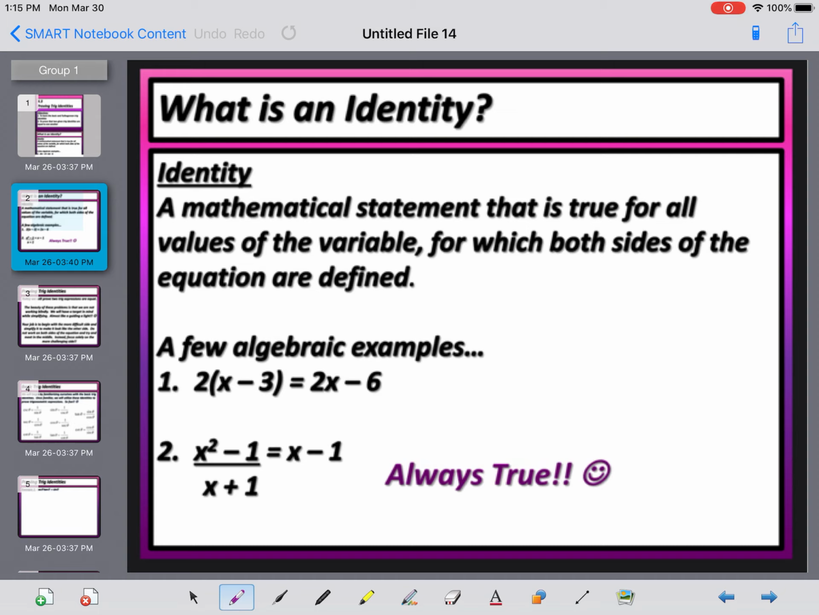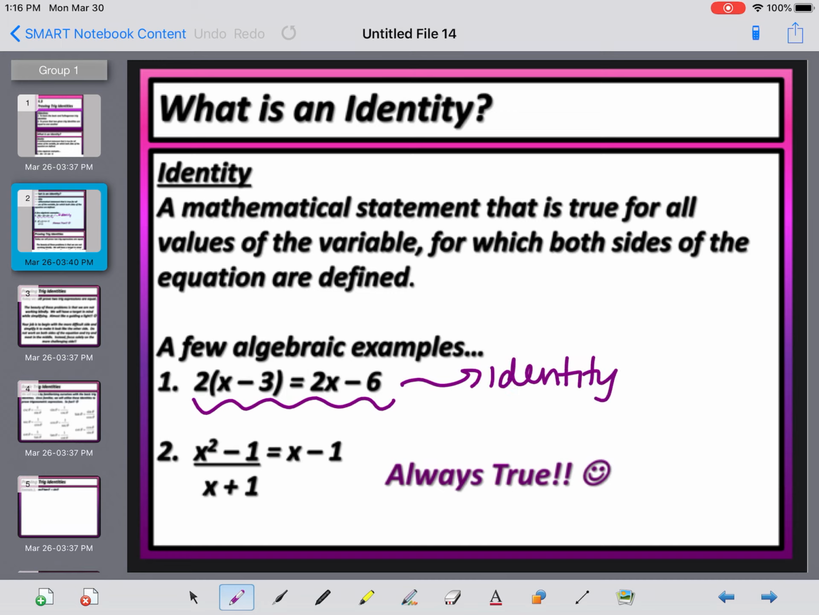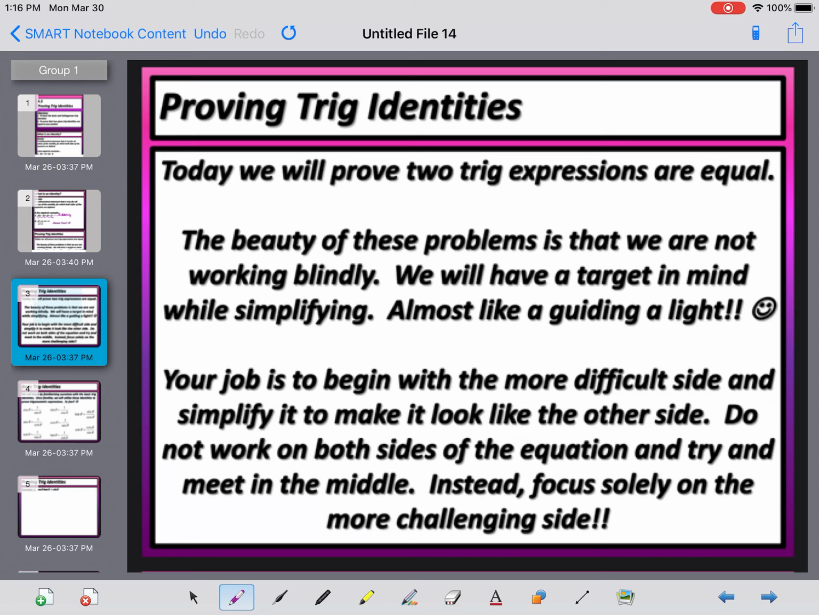It's a mathematical statement that is true for all values of the variable for which both sides of the equation are defined. Basically, an identity is two equivalent expressions. So just algebraically, 2 times (x minus 3) is the same thing as 2x minus 6. That means this is an identity. These two things are interchangeable depending on the situation and which expression will suit us the best.